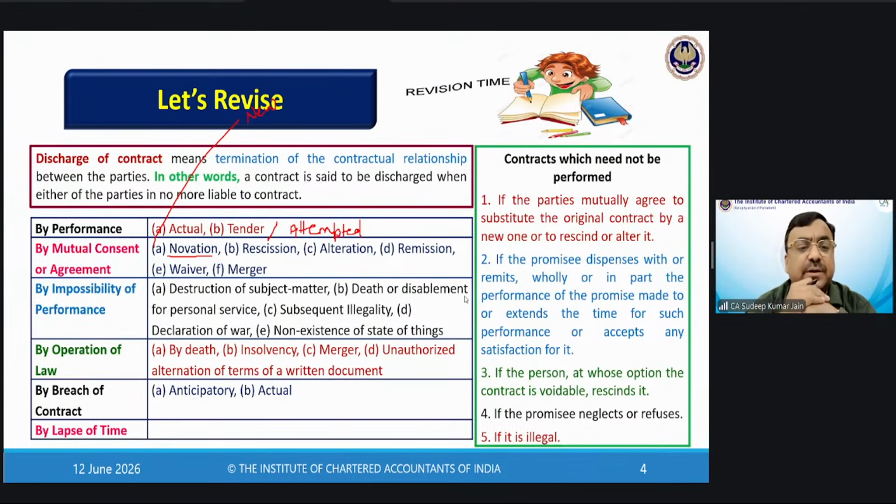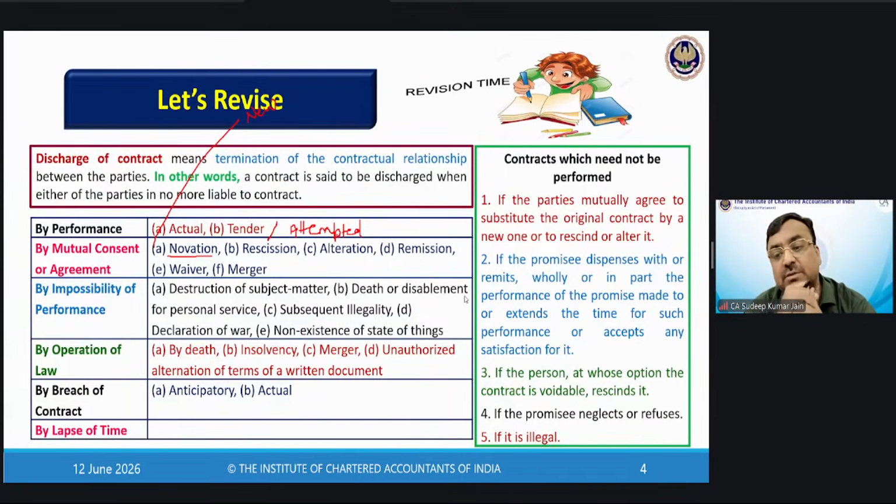Next, by impossibility of performance. Destruction of subject matter for which the contract was entered, death or disablement in personal services, subsequent illegality. The contract when entered was perfectly legal, but afterwards the law is changed and now the performance becomes illegal. So the parties will be discharged from the liability. Declared non-existence of things.